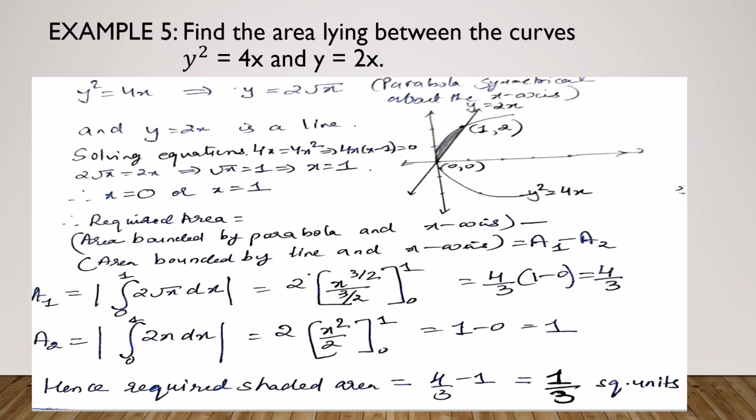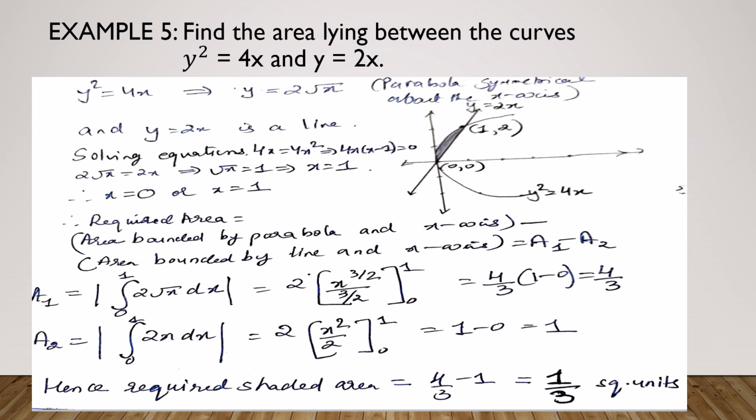Now some different type of examples. Find the area lying between the curves y square is equal to 4x and y is equal to 2x. Now you know y square is equal to 4x is the equation of a parabola, and y is equal to 2x is the equation of a line.